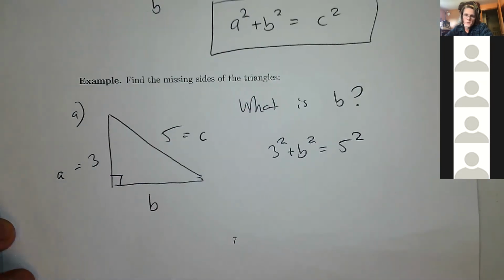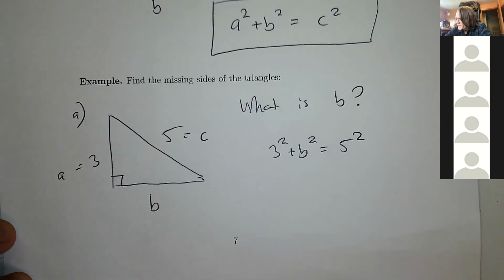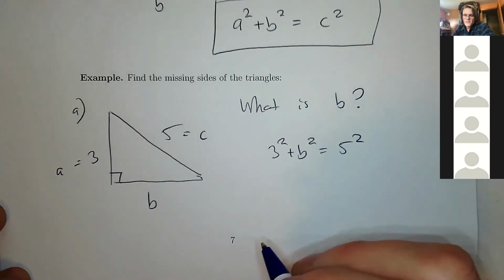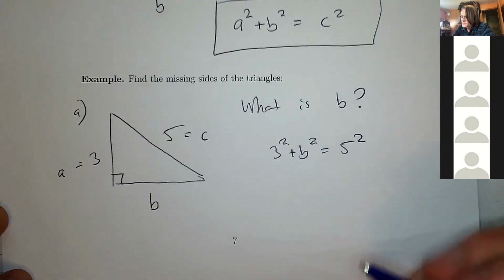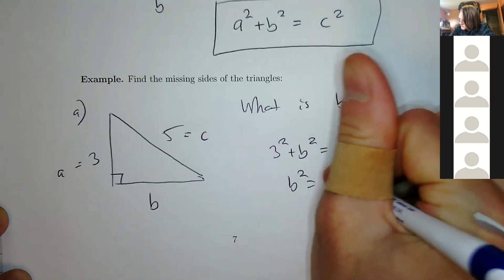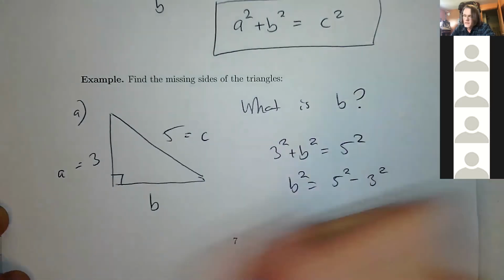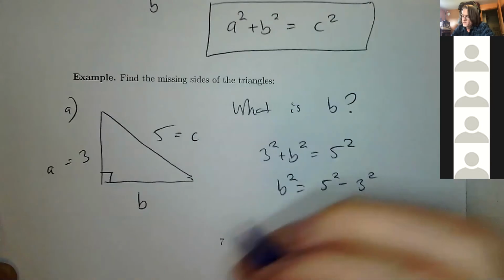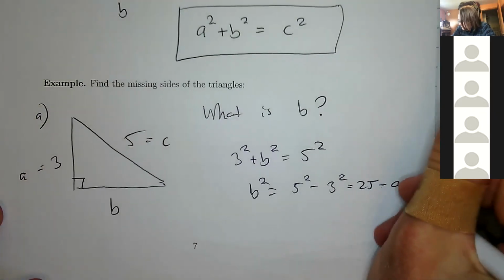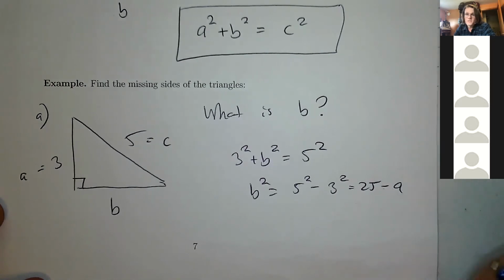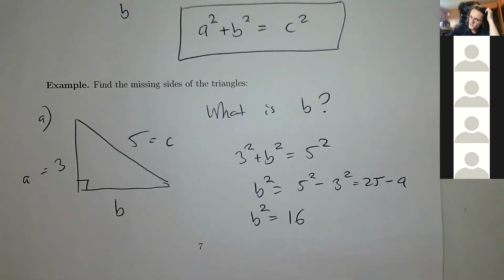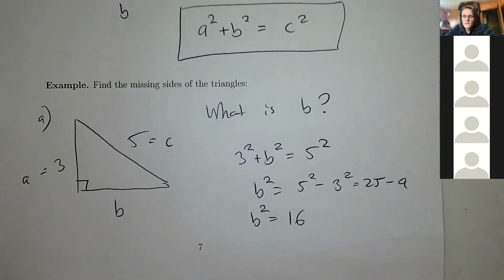Now it just requires a little bit of algebra to find the remaining side. I want to find B, so I bring everything that doesn't have a B in it to the opposite side. I'll subtract 9 from both sides, so B squared equals 5 squared minus 3 squared. 5 squared is 25, 3 squared is 9, and 25 minus 9 is 16. So B squared equals 16. What is B if B squared is 16?